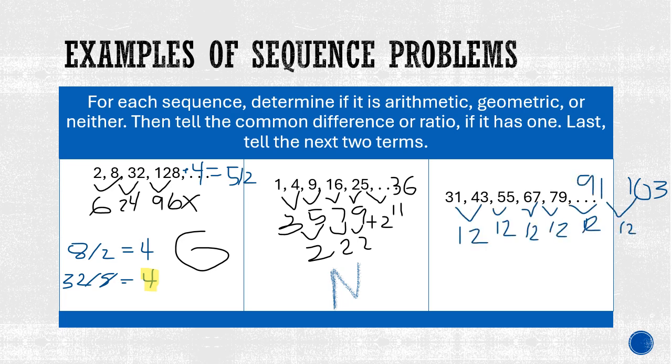In the last one, I did the first differences, and they're all 12. So I added 79 and 12 to get 91, 91 and 12 to get 103. That means this is an arithmetic sequence, and 12 is my common difference.